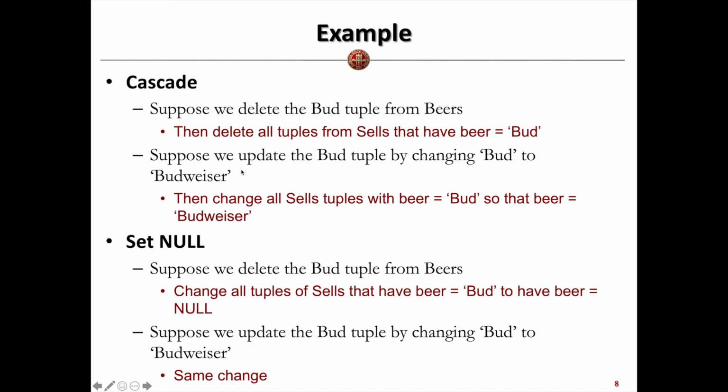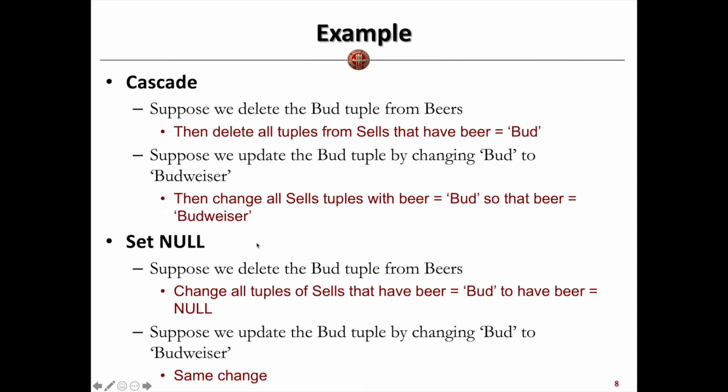Also, if we update the 'but' tuples by changing 'but' to its full name, then according to the cascade rules, we will also update all the records in the sales table with b equal to 'but' to the full name, as shown here. So these are the two cases where we can take actions in responding to cascading deletion and updating.